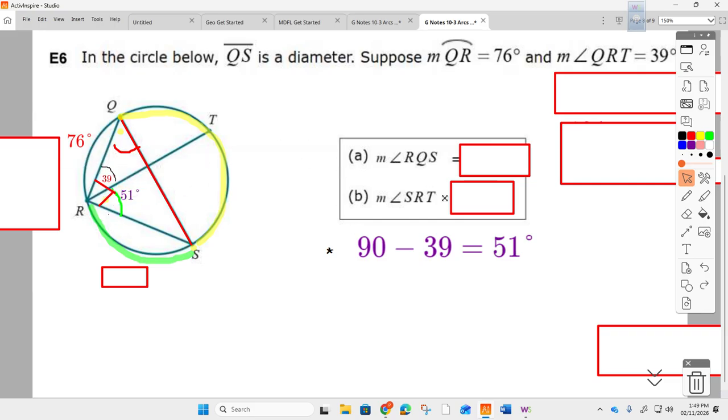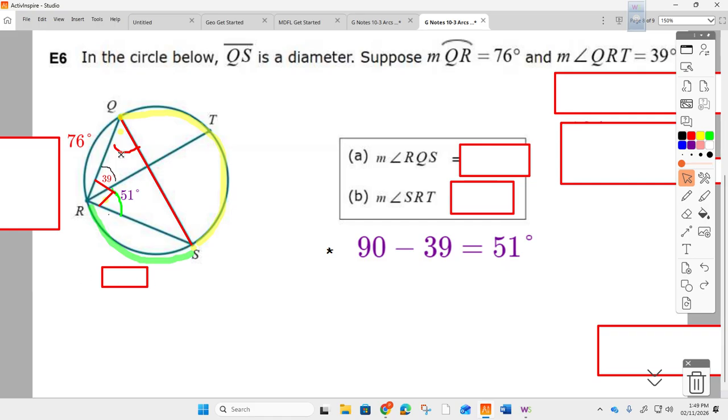One question. Yes. Since you got the 51, would you multiply that by 2 to get RQS? No. RQS is not across from that arc. I'm going to be honest, there's a bunch of ways to do this second part. I'm going to just show you the way that was taught to me. We're looking for an inscribed angle here. If I know what this arc measures, I can take half of it and find that. Does that make sense, Kendall?